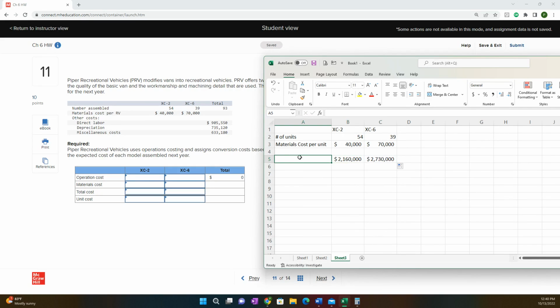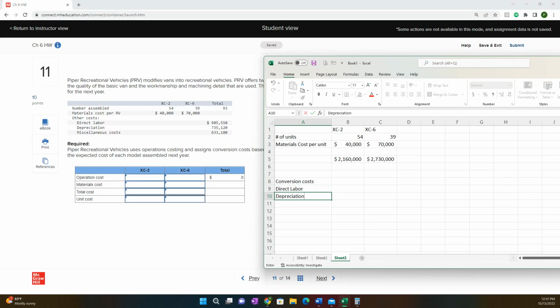Next, we have to calculate the operation costs or the conversion costs. Remember that conversion cost includes labor and overhead. And so the fact pattern gives us the cost for direct labor. They also give us the cost for depreciation. Now, remember that depreciation is the use of your machinery. And so that's supposed to approximate the actual cost for using that machinery.